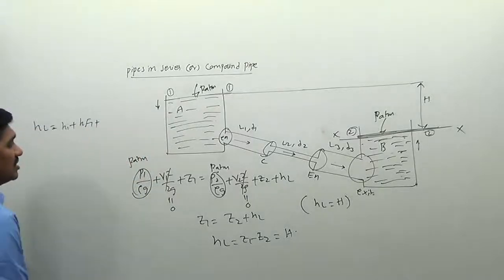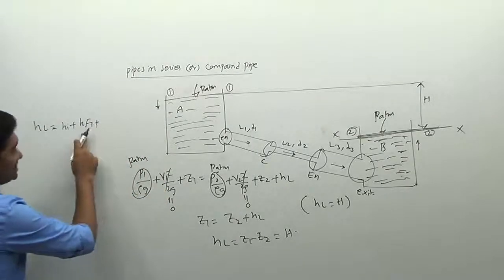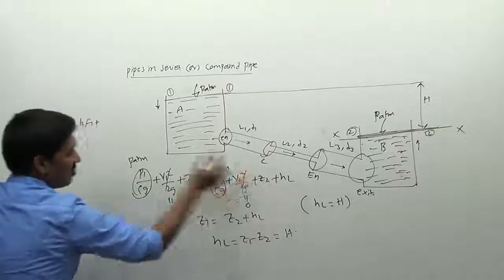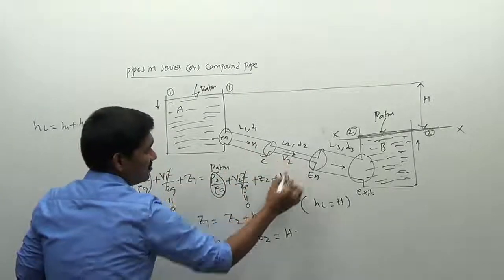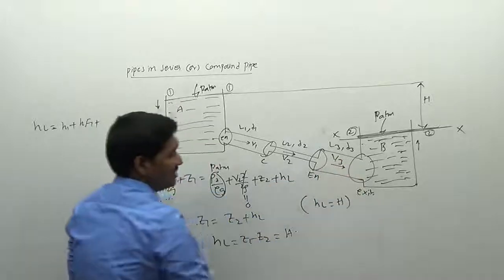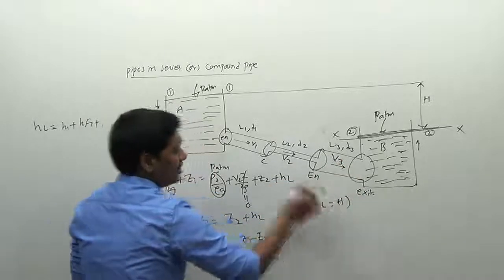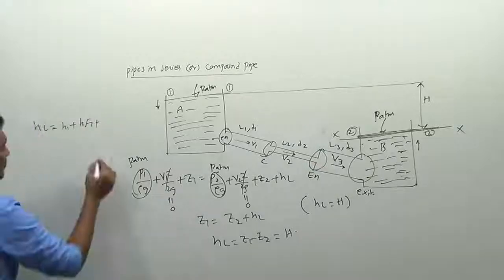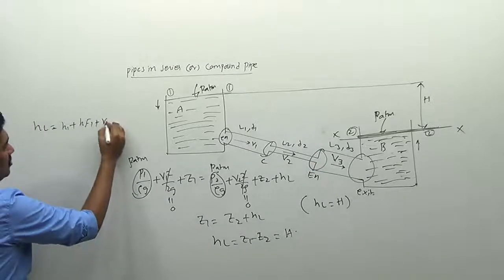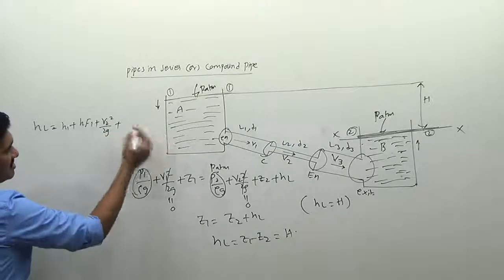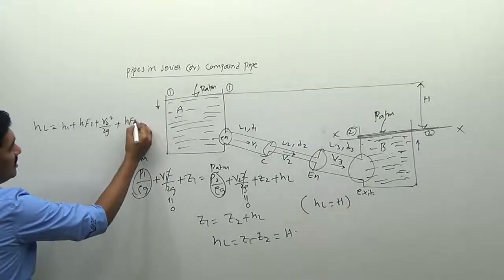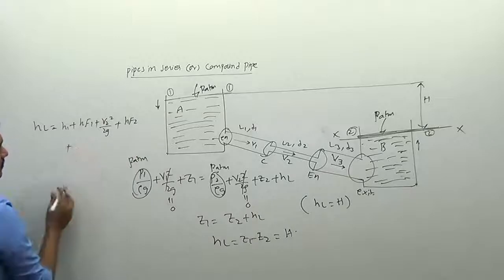Okay. Now if you observe carefully, here we have HF1, plus here we have contraction. In the contraction, there is a velocity V1, a velocity V2, and a velocity V3 I can write. So in the contraction, what is the value? The value will be equal to V2 square divided by 2G plus the loss of head in the second pipe, HF2.